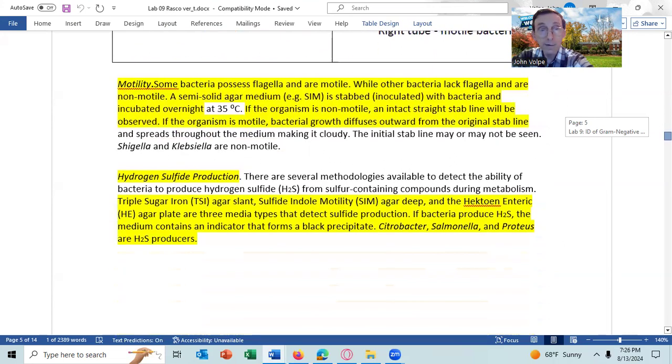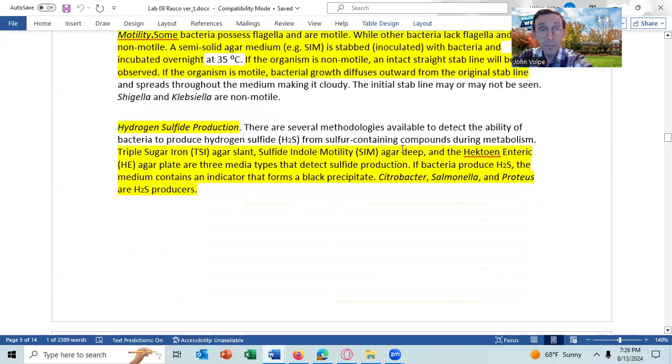All right, let's move on to the hydrogen sulfide production test. Some bacteria can produce hydrogen sulfide gas. We can test for the production of hydrogen sulfide gas in at least 3 different tests: the TSI, triple sugar iron test, the sulfide indole motility, or SIM test, and the Hektoen enteric agar plate, or the HE test. What happens is the hydrogen sulfide can react with a chemical added to the media, and it'll form a black precipitate. So if hydrogen sulfide is produced, you see blackening either in triple sugar iron, sulfide indole motility, or the HE plates.